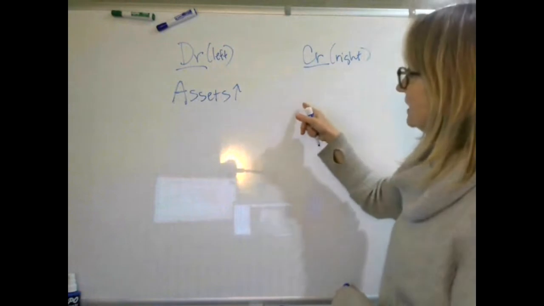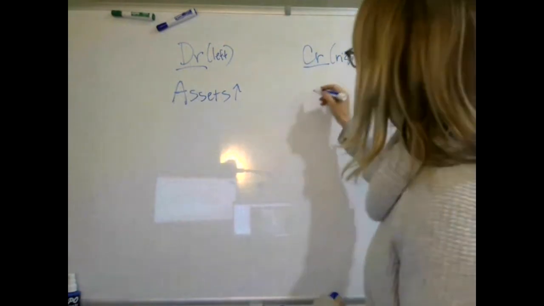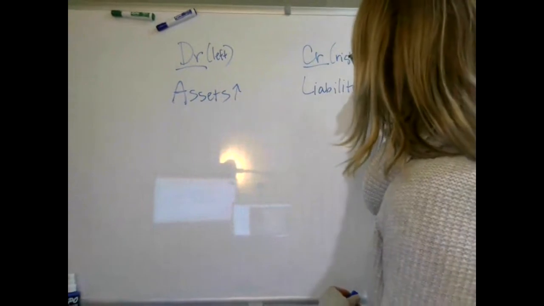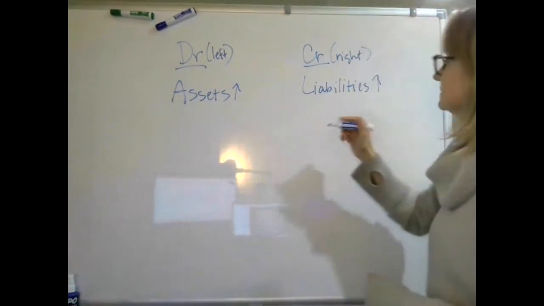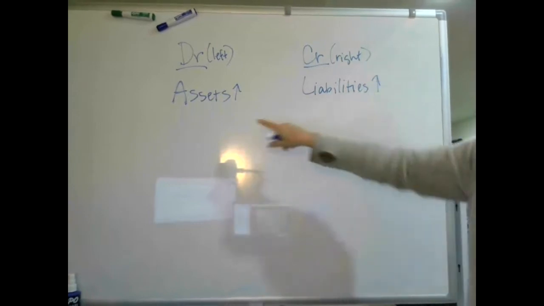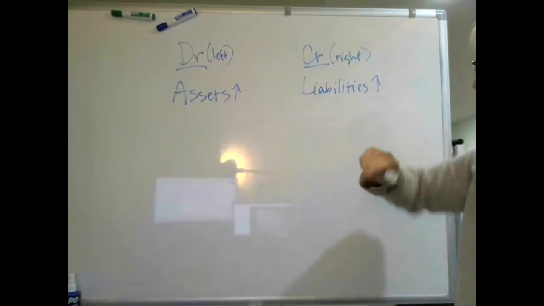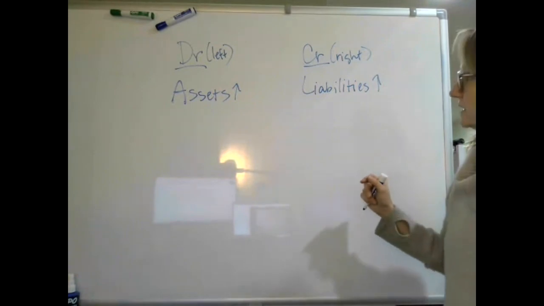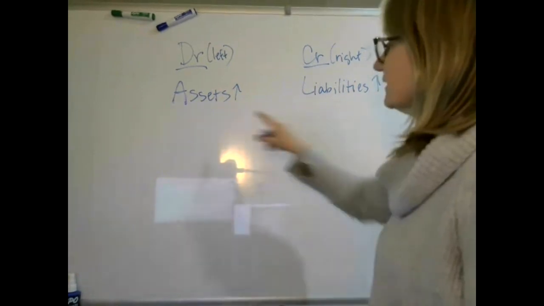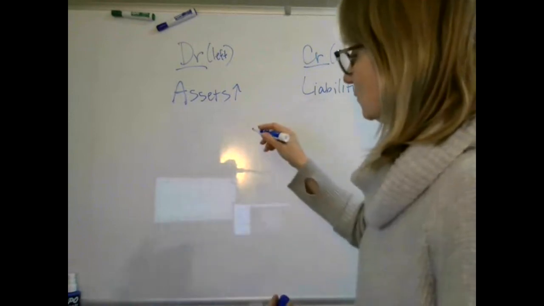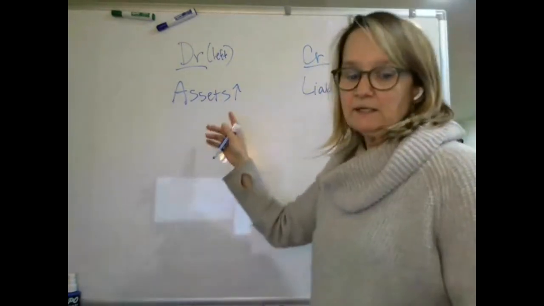Other types of accounts, like our liabilities, we would credit them in order to increase them. Remember, liabilities are amounts that we owe, assets are amounts that we own. So we would credit those liabilities. Now, there are certain types of accounts that we will automatically debit.